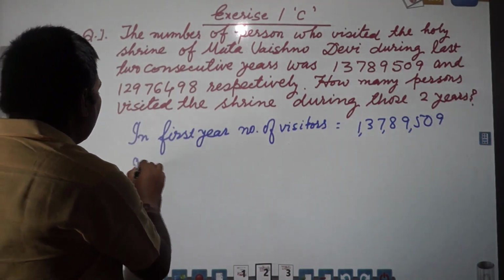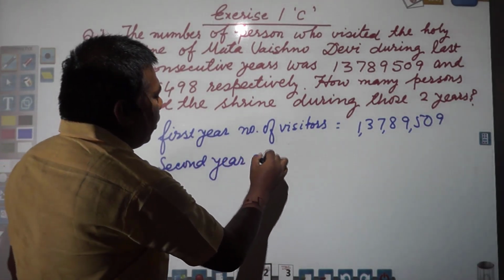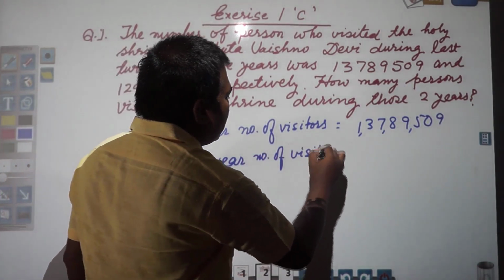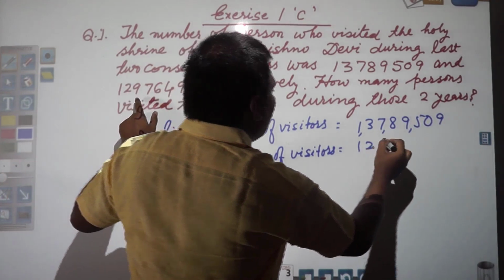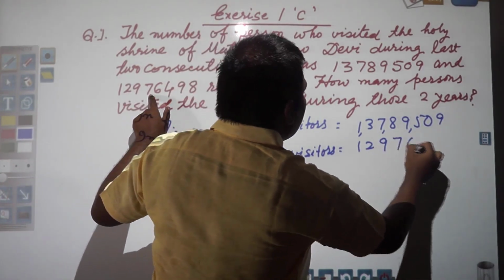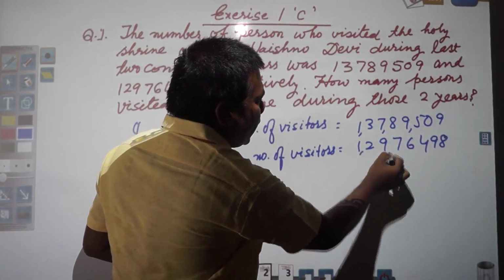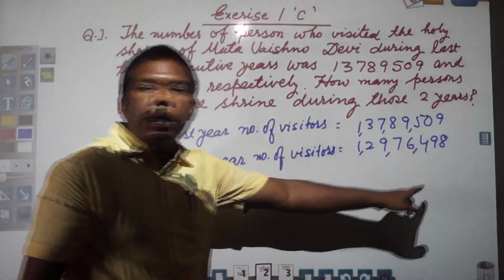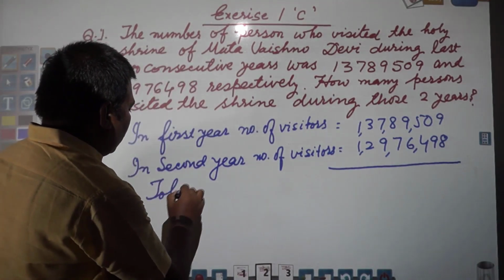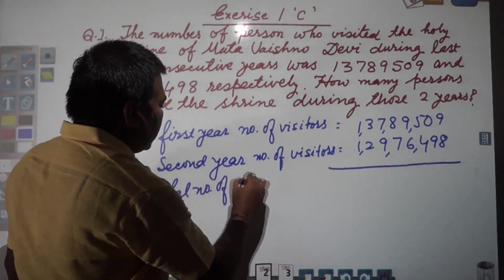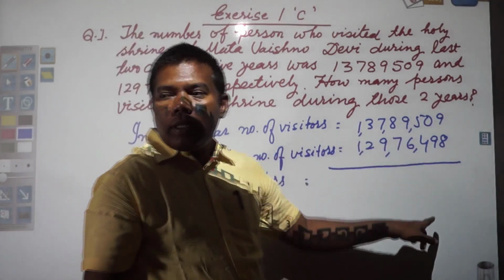And in the second year, the number of visitors was how much? 1, 2, 9, 7, 6, 4, 9, 8. It means 1 crore 29 lakh 76,498. So the total number of visitors in these consecutive years will be how much? Just you add these numbers.